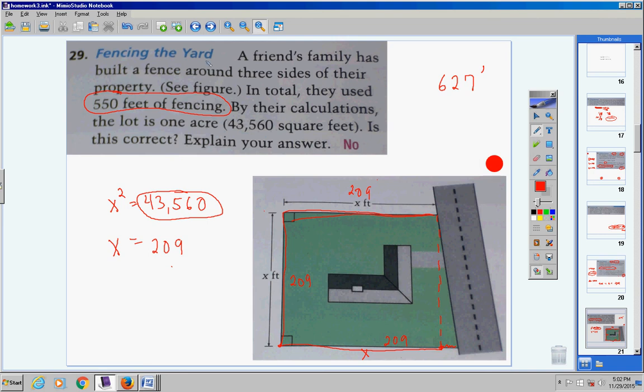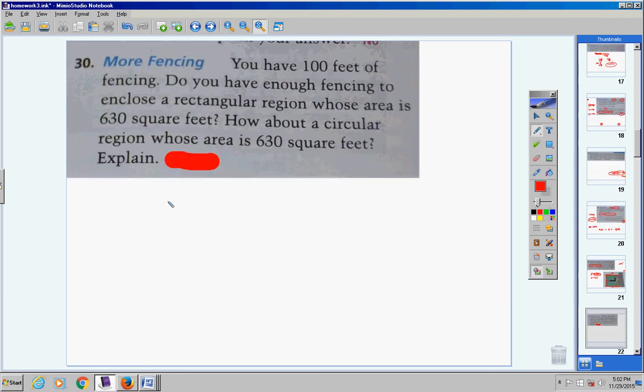Alright, moving on. Number 30. You have 100 feet of fencing. Do you have enough fencing to enclose a rectangular region whose area is 630 feet? How about a circular region whose area is 630 feet? Well, here we go.